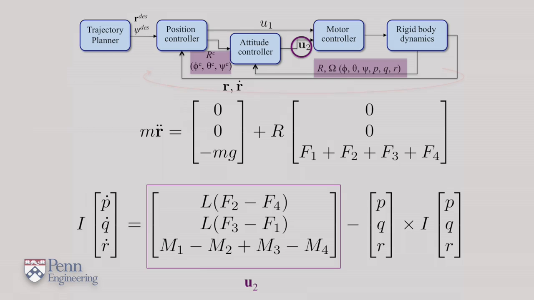We now turn our attention to the outer loop, which is a position feedback loop. In this position feedback loop, we look at the specified position vector and the specified yaw angle. We look at the actual position and the actual velocity, and from that we calculate u1. u1 is essentially the sum of all the thrust forces.